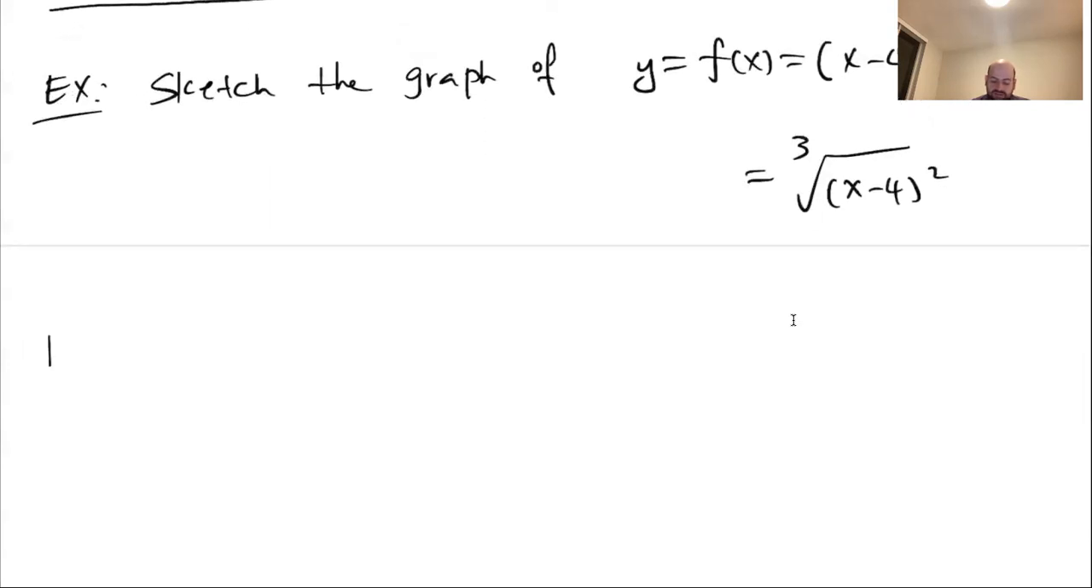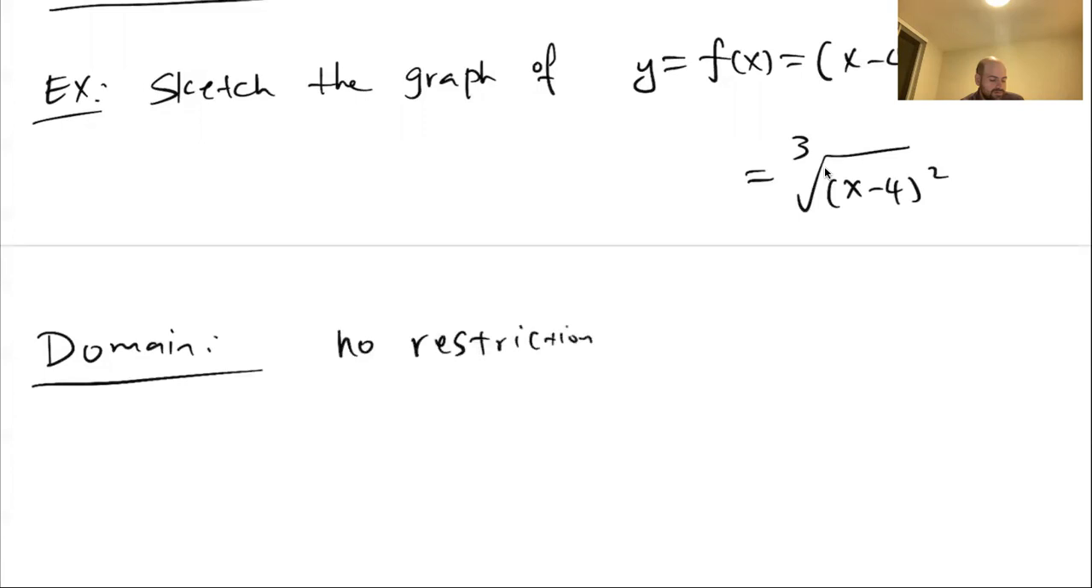So first, the domain. Because here we have a cube root, there is no restriction for x value. If this was a square root, then I need to make sure that what is under the square root is non-negative. But for cube root, there is no restriction, and the domain will be all real numbers, minus infinity to infinity.